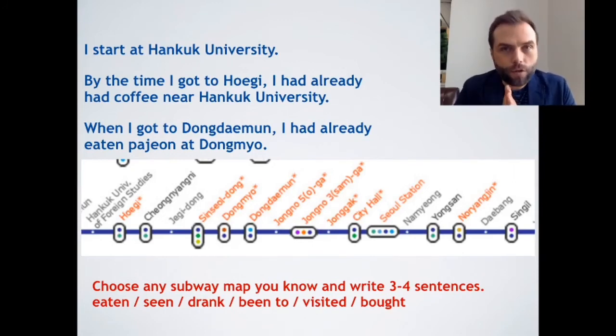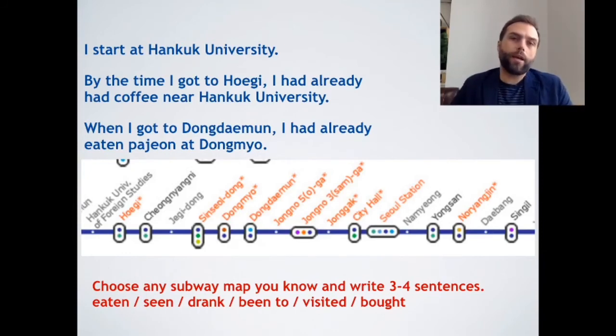So here is the task for the students. Choose any subway map that you know and write 3 or 4 sentences about things that you did during the day. So imagine you had a day out on your subway line and you made various stops on the subway line. And I want you to explain the things that you did at those various stops, okay?